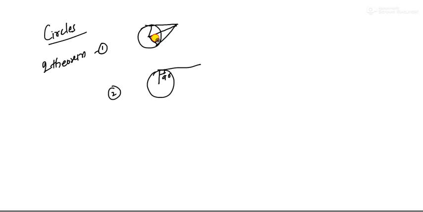For example, they will give a question like this, if the distance between the center and the external point is 6 or 5 centimeter and the radius is 3, what is the length of the tangent? So use Pythagoras theorem. This is 90, this is the hypotenuse, these are the two sides. So using Pythagoras theorem you can solve this.